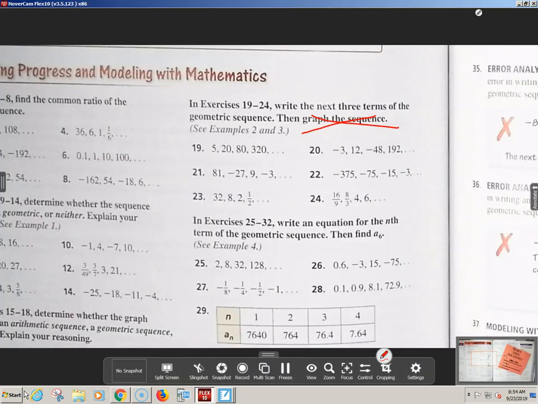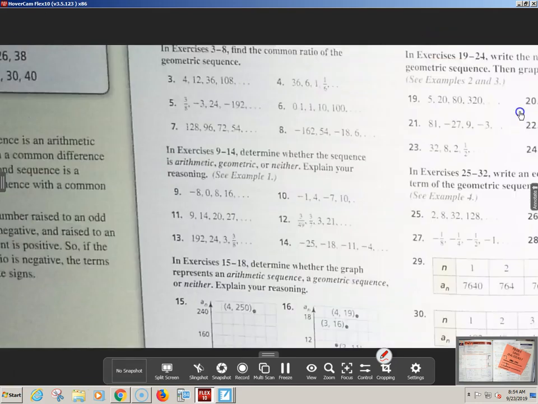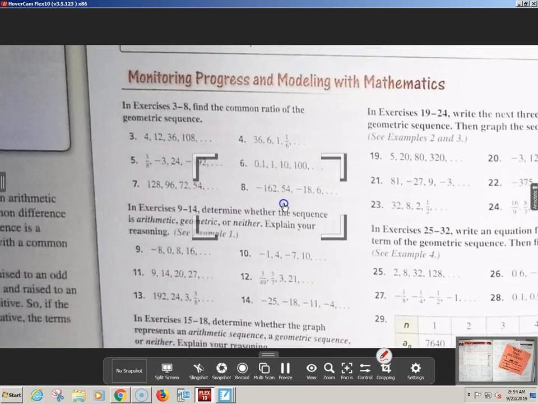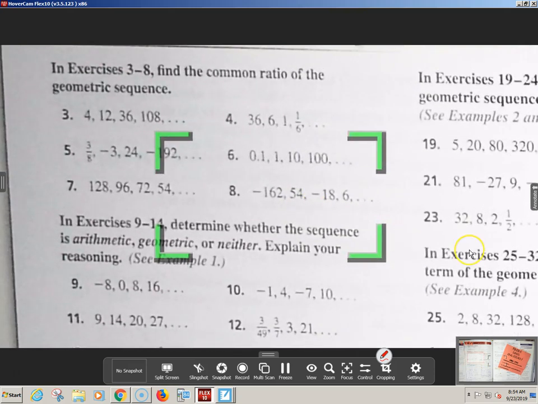Alright, let's go peek at number 4 and 8 really fast. And for some of you guys, you might have gotten it right. It's just remembering what the questions were and what was going on in section 6.6. And for others of you guys, you might have gotten it wrong also. So, for number 4 and 8.